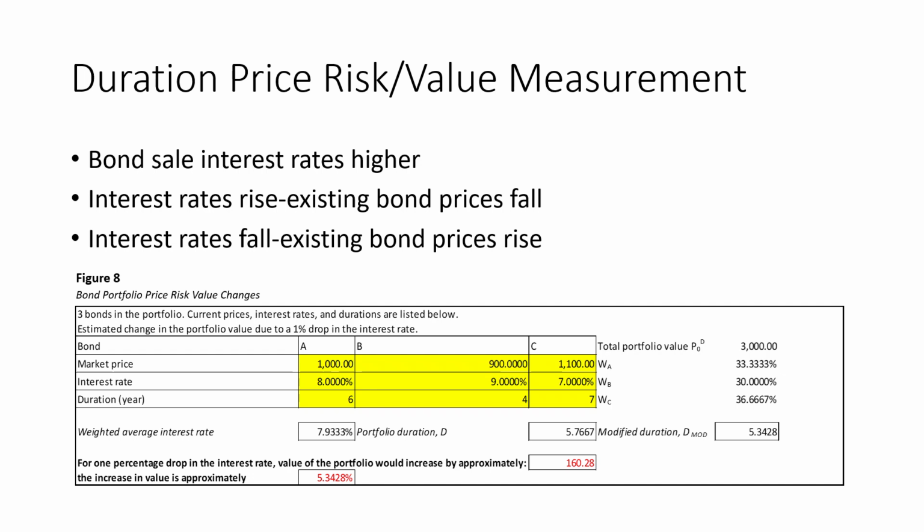The weighted average interest rate of these 3 bonds is 7.9333% and has a portfolio duration of 5.7667%. Based on the information available, the interest rate risk can be expressed as a 1% drop in the market interest rate that would increase the portfolio value by approximately $160.28.